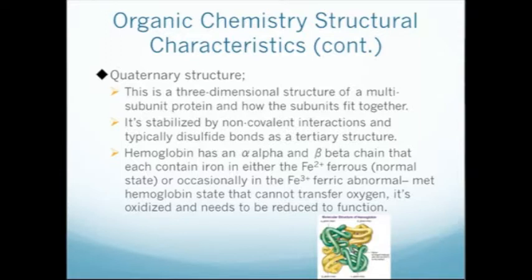You can just barely make out the 4 iron atoms with the 2 green alpha chains and the 2 yellow beta chains.